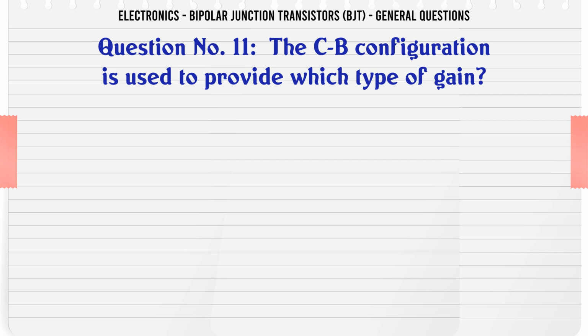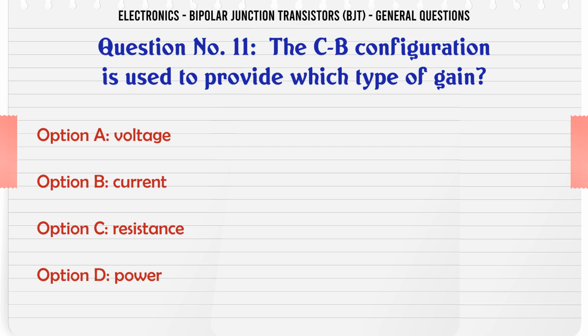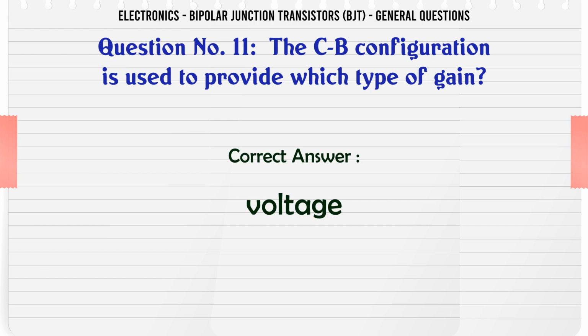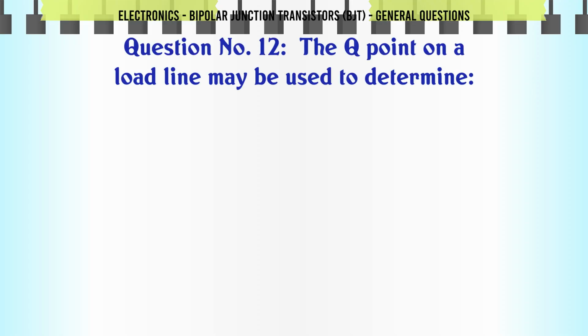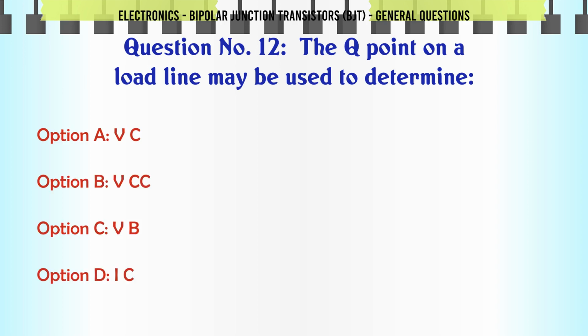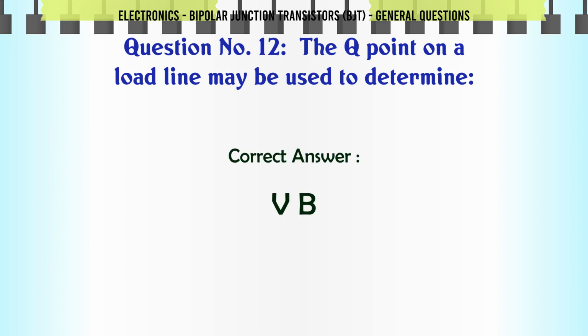The CB configuration is used to provide which type of gain? A. voltage, B. current, C. resistance, D. power. The correct answer is voltage. The Q point on a load line may be used to determine A. VC, B. VCC, C. VB, D. IC. The correct answer is VB.